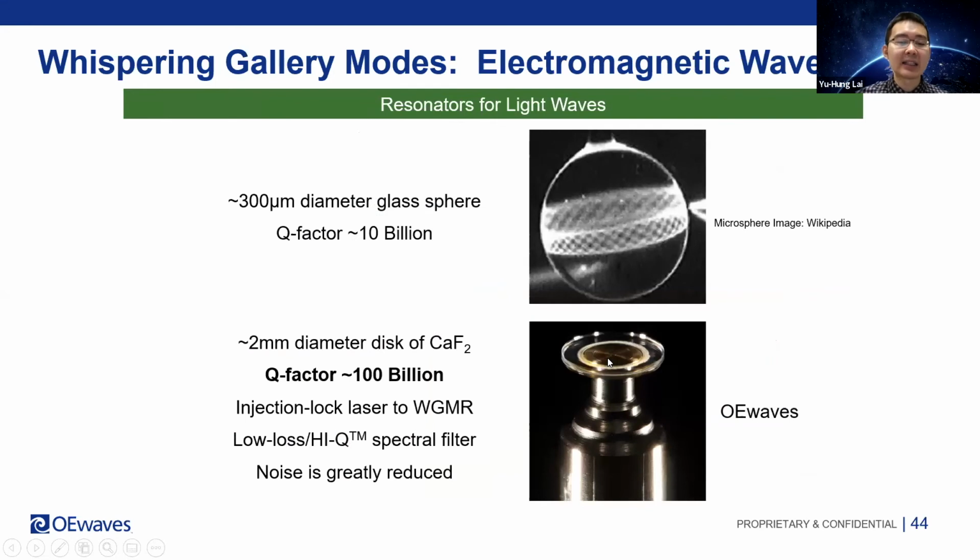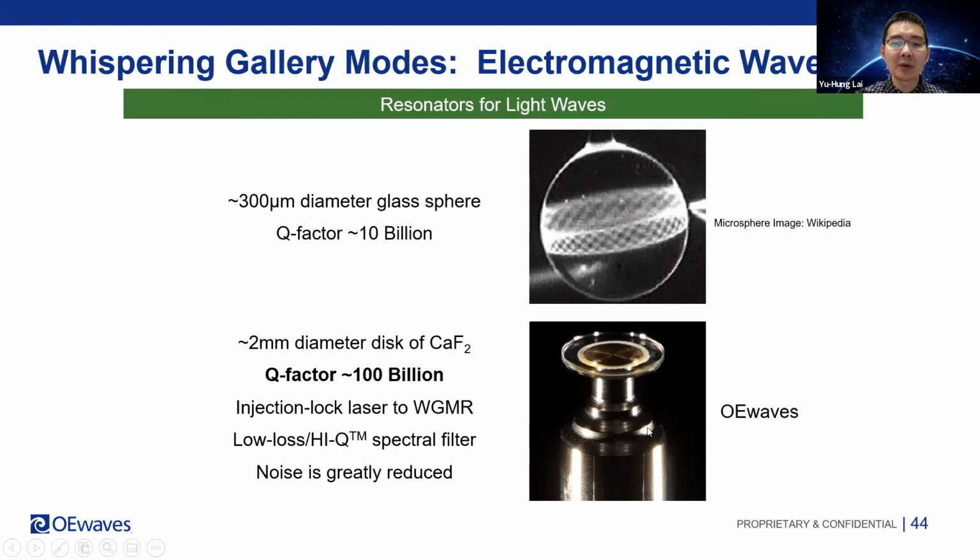This kind of effect is not only observed in the acoustic domain, it is also observed in the optical domain. Here we show a 300 micron diameter glass sphere, which has a quality factor of around 10 billion. As you can see here, if we couple the light near its equator, the light is stored and propagates around the equator, and we can even see the structure of the mode.